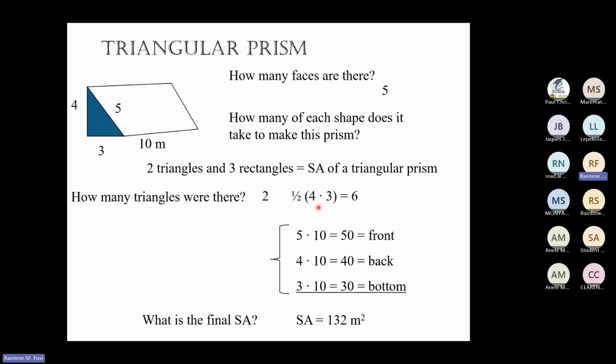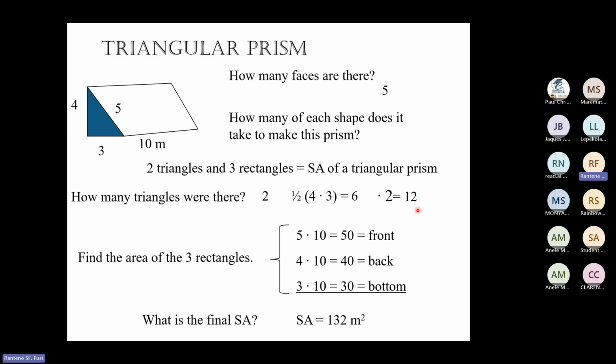Half multiplied by 4 multiplied by 3 will give you 6. In other words, for this triangle, the area is 6 meters squared. But we've got 2 of them, so it will be 6 multiplied by 2 equals 12 meters squared. Remember from our net there, it was indicating that there are 2 triangles. That is why I multiply by 2 here. These 2 triangles have got the area of 12 meters squared.